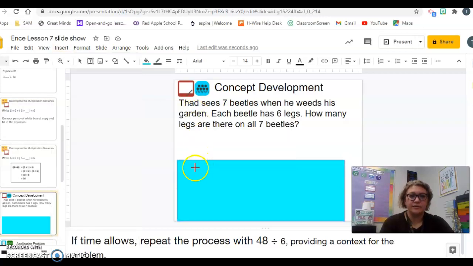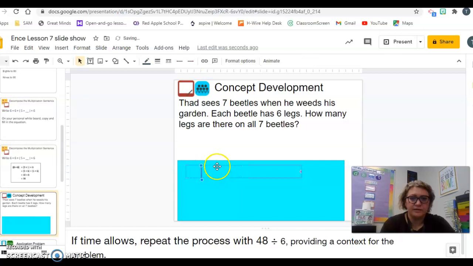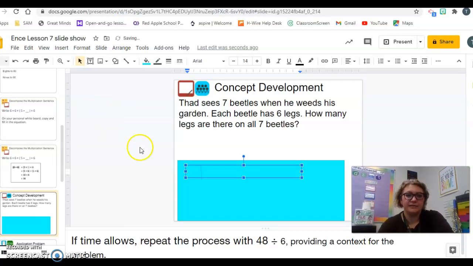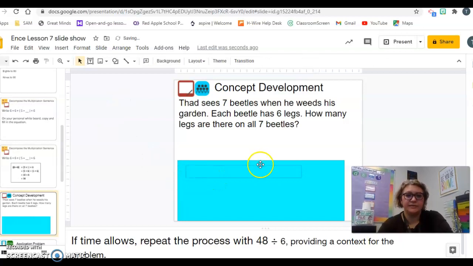Okay, 1. Oh, I don't like this. So here's my tape diagram. Okay, there's 7 beetles, so I'm going to draw 7 boxes. I should have thought this through first. Okay, this isn't working the way I want it to. So let's just go 7. Let's erase this. Let's start over.